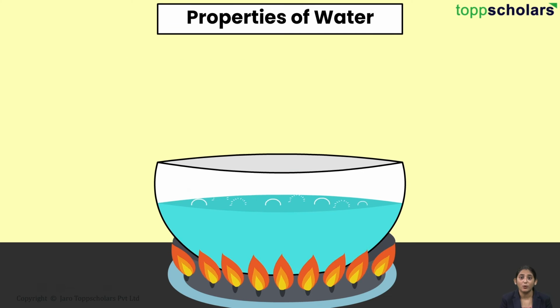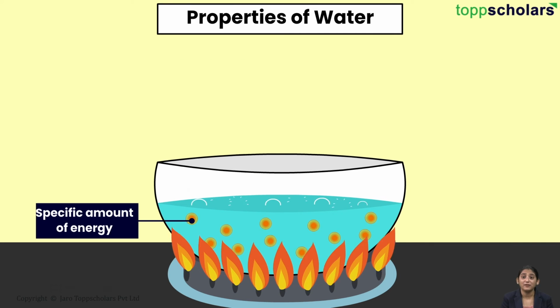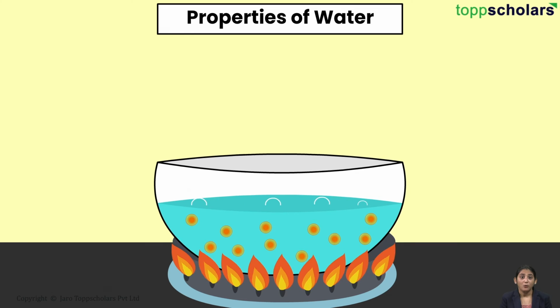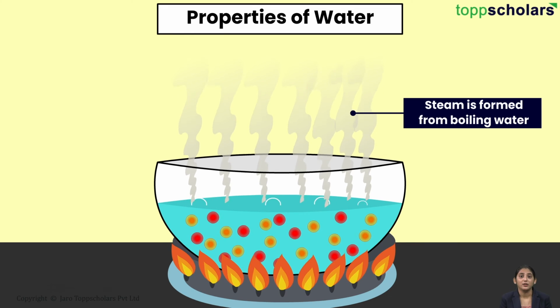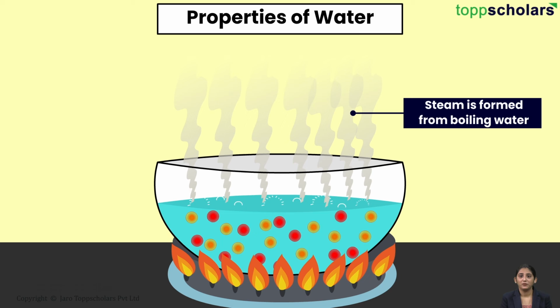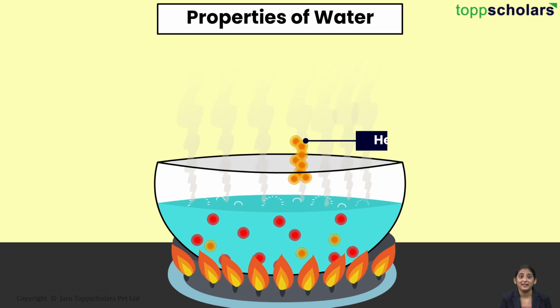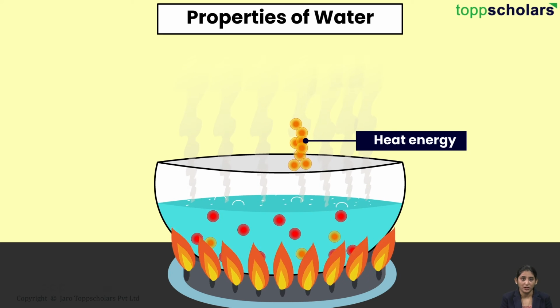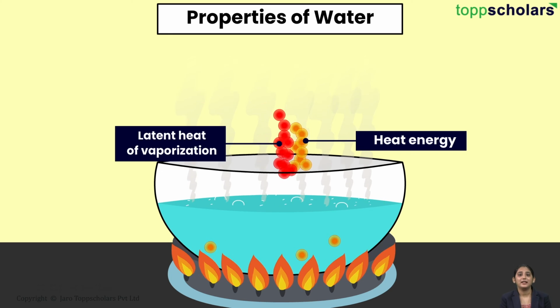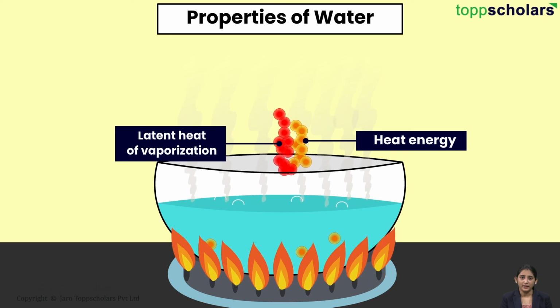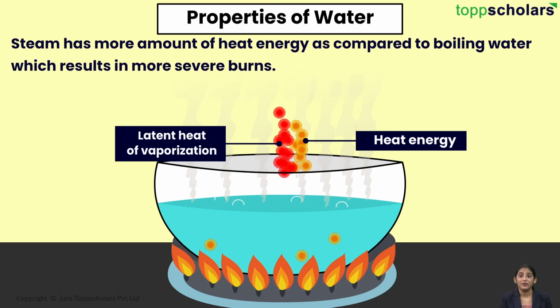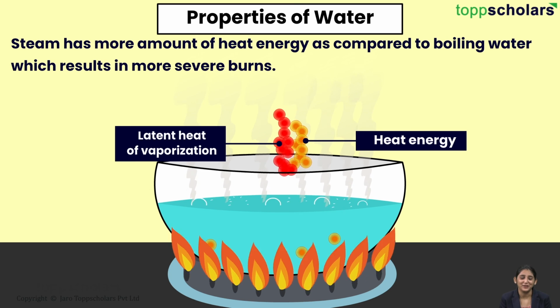The water that is boiling constitutes a specific amount of energy. Now, when the liquid water gets converted into steam, it rises above. This steam now has the heat energy of the boiling water plus the latent heat of vaporization. This means that steam has more energy when we compare it to boiling water. And this actually results in more severe burns.